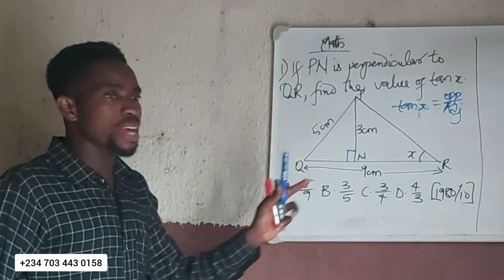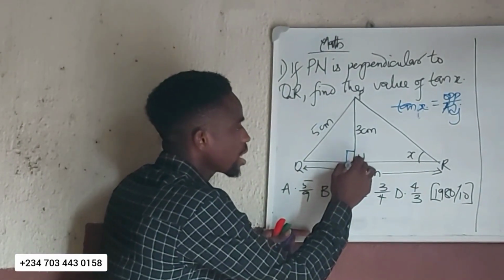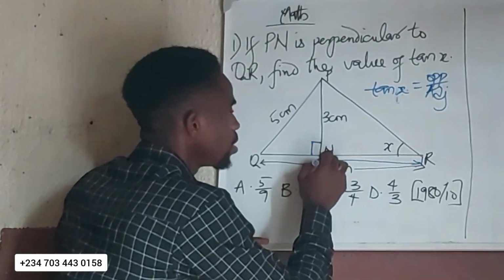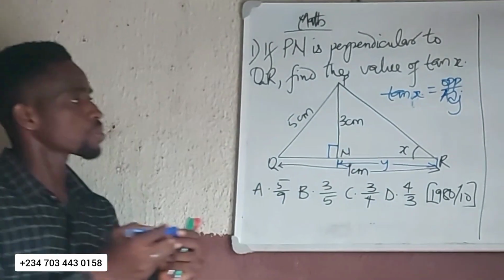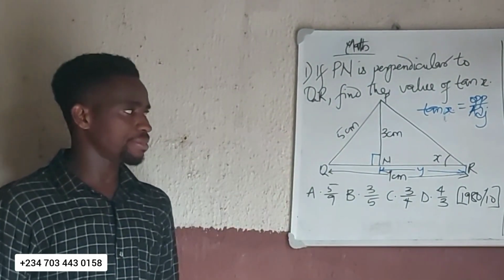So how do we find it? We don't have the value of this NR, which is what we need. We don't have the value from here to here, right? This distance, we don't know the value. So we can call it y, right?